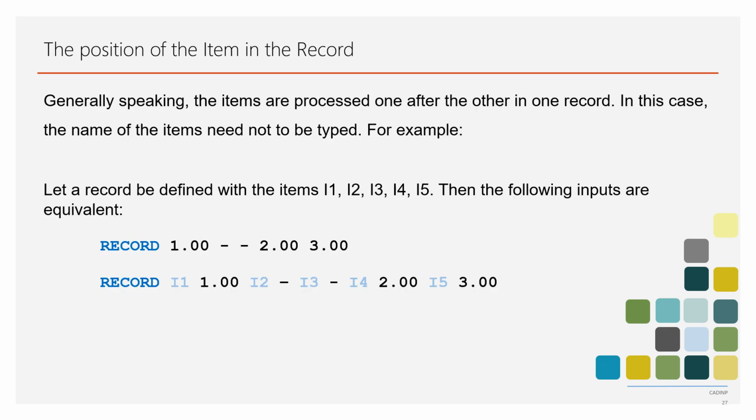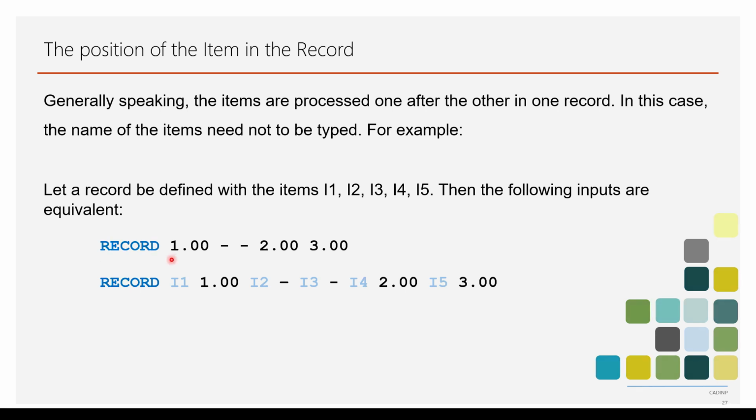In the following slides, I would like to elaborate the positioning of the items in the record, as it is an important aspect of the Cadim syntax. Generally speaking, the items are processed one after the other in one record. In this case, the names of the items need not be typed. By entering the name of an item inside the record, you can provide the value for that item regardless of its position. So you can change the position of the items together with their values anywhere in the record as long as you make sure the name of the item is typed.